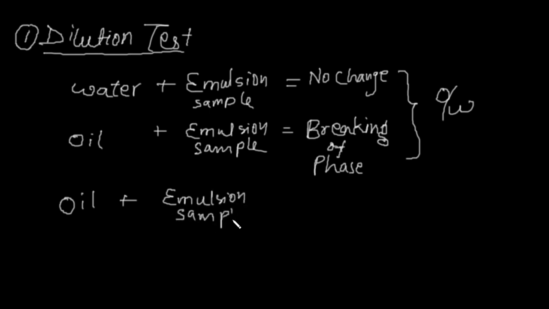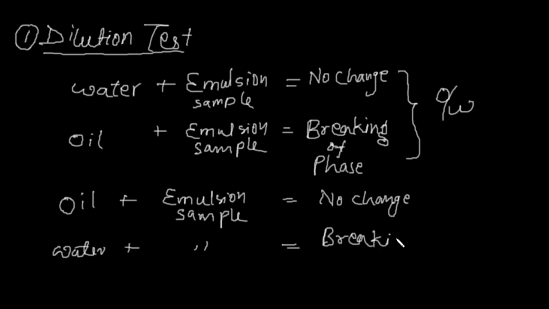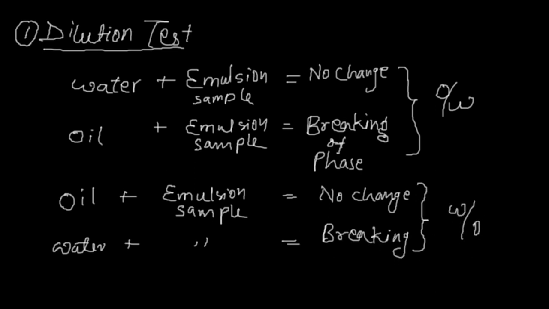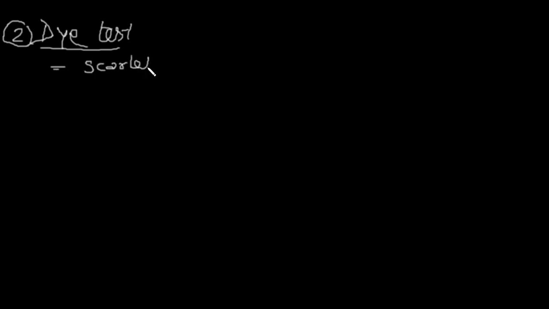Whereas in the other case, like water in oil type emulsion, what you will do, you add oil to another sample of emulsion. Then you see there is no change, or when you add water to the same sample, you will see the breaking of it. This is the case of water in oil type emulsion. So this is all about the dilution test, where you can easily identify the types of emulsion from this method.